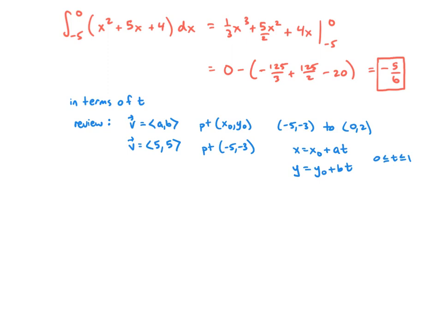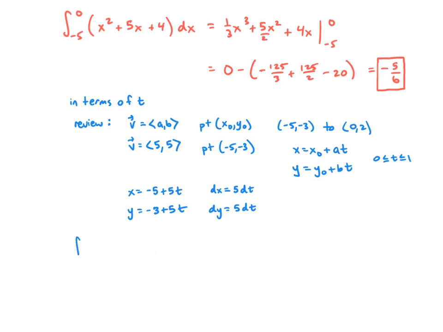Okay, so in this particular case, our x will be -5 plus 5t, and our y will be -3 plus 5t. The differential dx will be equal to 5 dt, and dy will be equal to 5 dt, and hopefully that wasn't too fast. So basically we're just taking the derivative with respect to t, and then we're moving the dt over.